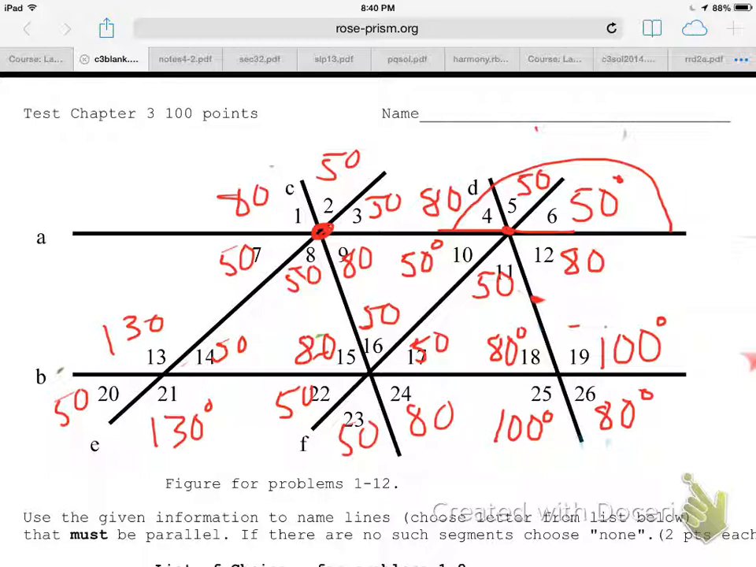So for number 10, the measure of angle 6 is 50. Part B, the measure of angle 17 is 50. Part C, the measure of angle 1 is 80. Part D, the measure of angle 25 is 100. The next part D on the next line, the measure of angle 11 is 50. E, the measure of angle 18 is 80. And F, the measure of angle 20 is 50.